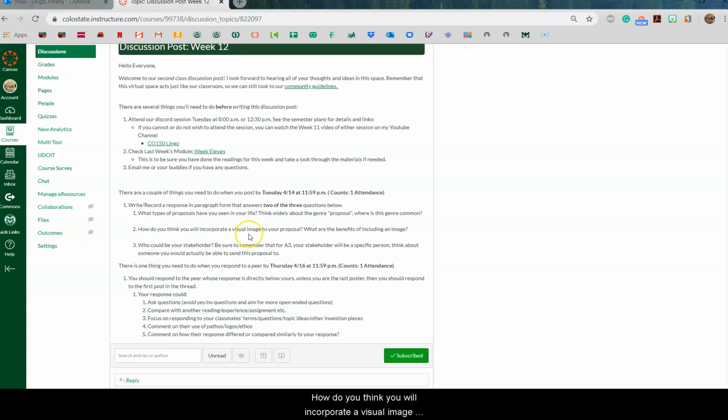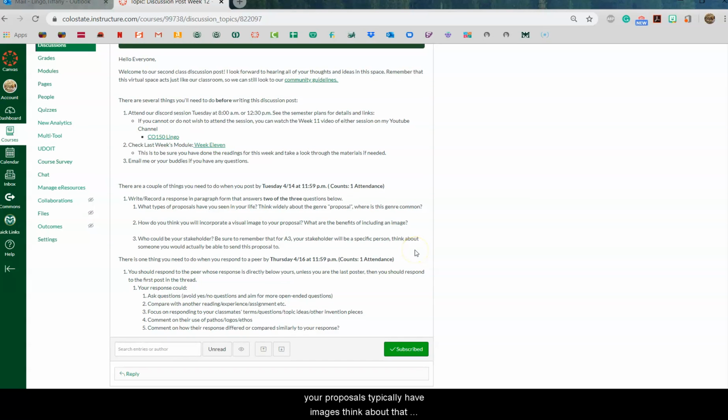How do you think you will incorporate a visual image into your proposal? And what are the benefits of including an image? Why are we having you include an image? And why do proposals typically have images? Think about that rhetorical situation a bit. Or you can answer, who could be your stakeholders?